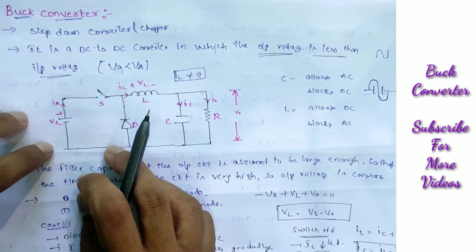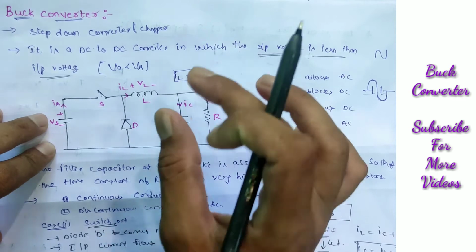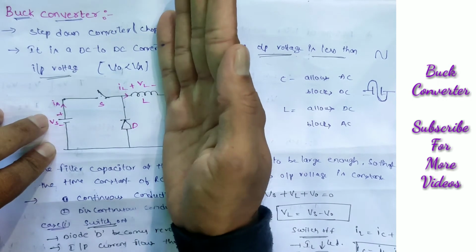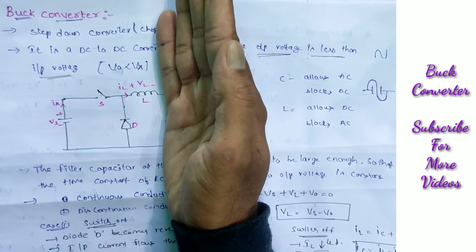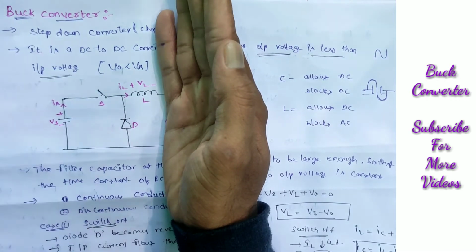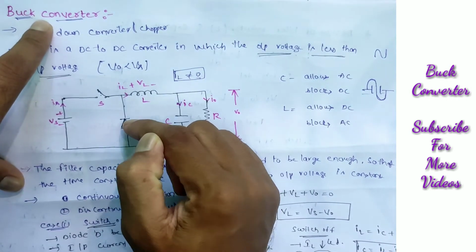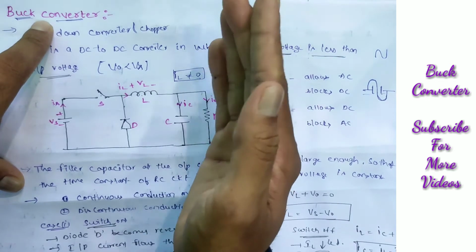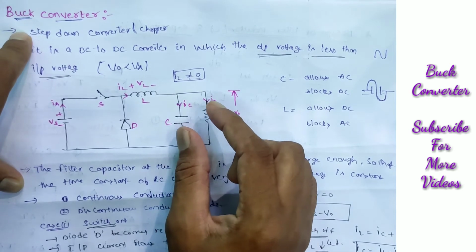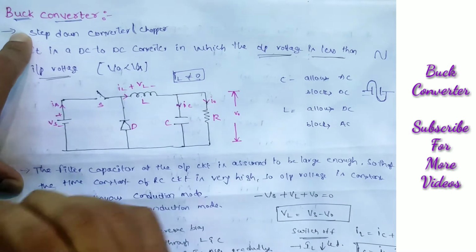Coming to the circuit diagram of the buck converter, it is very similar to the step down chopper. Here we have a switch in place of the chopper in the step down chopper. The same freewheeling diode and inductor are here. In place of the load in the step down chopper, we have a capacitor and resistor.